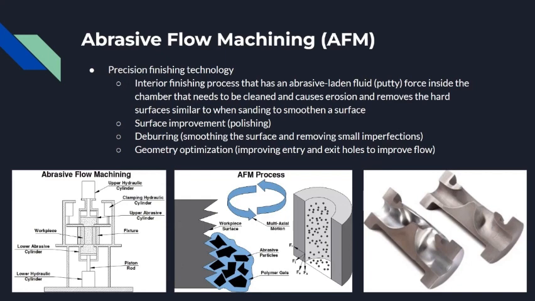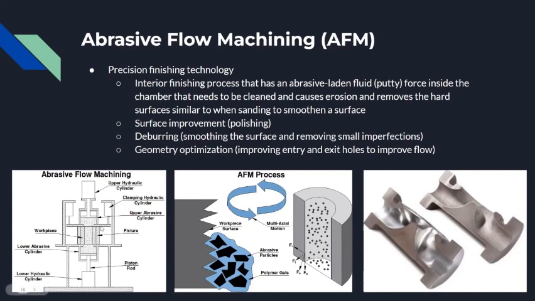Another non-traditional machining mechanical energy process I would like to talk about is abrasive flow machining, short for AFM, and it's a precision finishing technology. It's an interior finishing process that has an abrasive laden fluid, which is forced inside the chamber that needs to be cleaned and causes erosion, which removes the hard surfaces of the material, and it basically polishes the inside of that material.